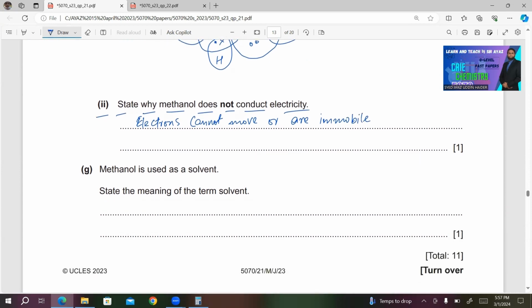Part G. Methanol is used as a solvent. State the meaning of the term solvent. Solvent is a liquid that dissolves a solute.